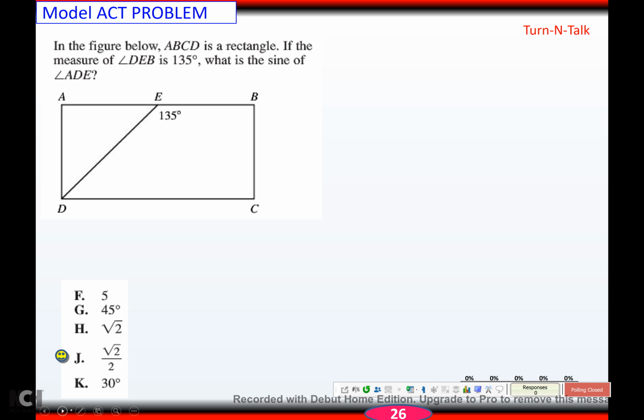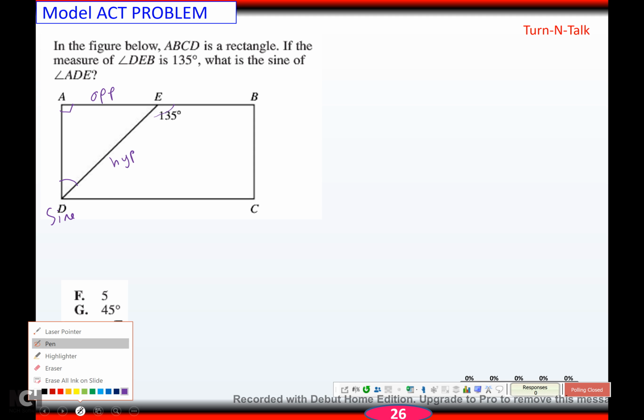Okay, it says in the figure below, ABCD is a rectangle, so I know that's 90 degrees. If the measure of DEB is 135, what is the sine of angle ADE? So they want me to sine from here, which means I need opposite and hypotenuse. Okay? Well, they didn't give me any numbers. What did they give me? They gave me an angle measure. What the heck can I do with that?